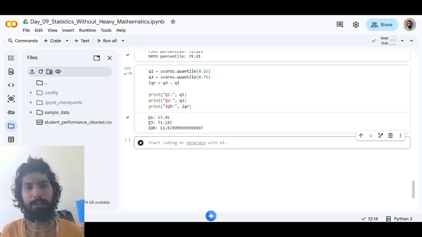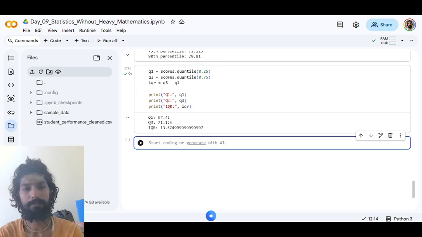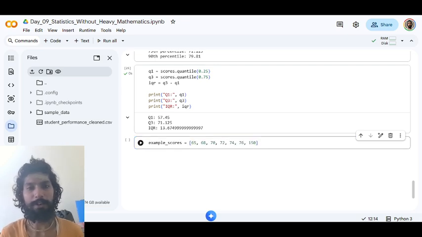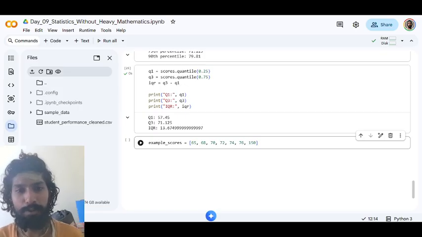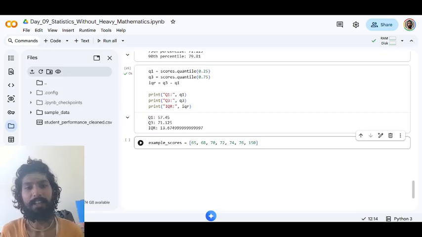An outlier is a value that is unusually far from the other values. For example, imagine these scores: 65, 68, 70, 72, 74, 76, 150. The value 150 looks unusual. It may be a data entry error, a score recorded using a different scale, a rare exceptional case, or a real observation that deserves investigation.